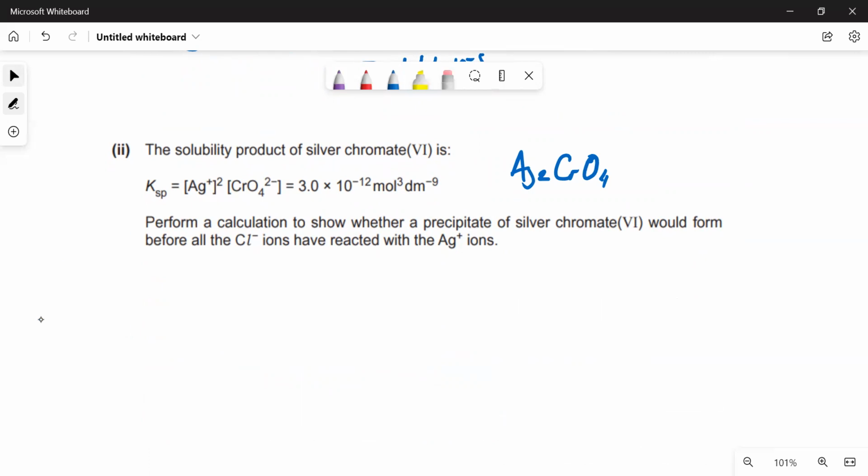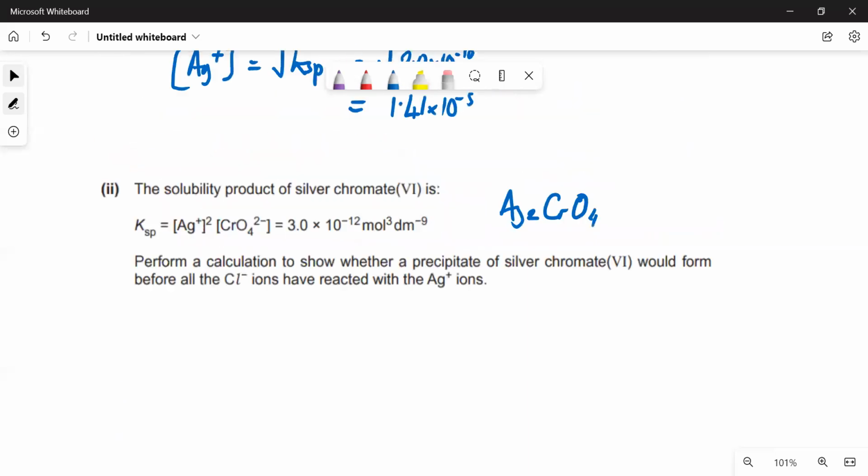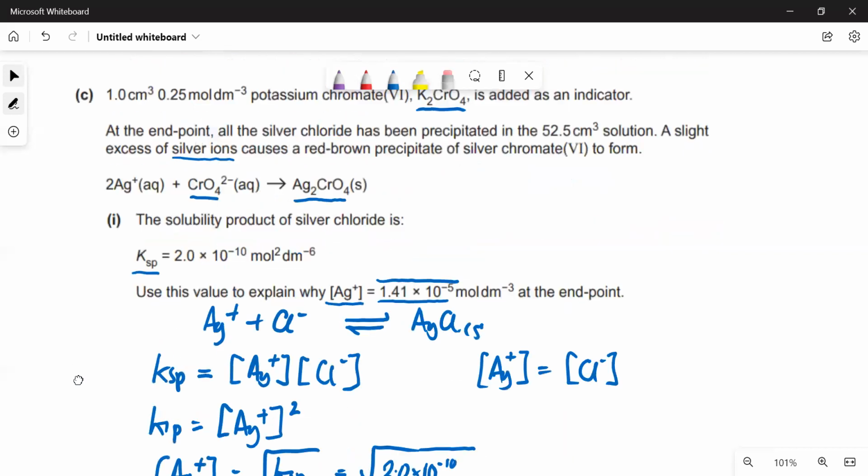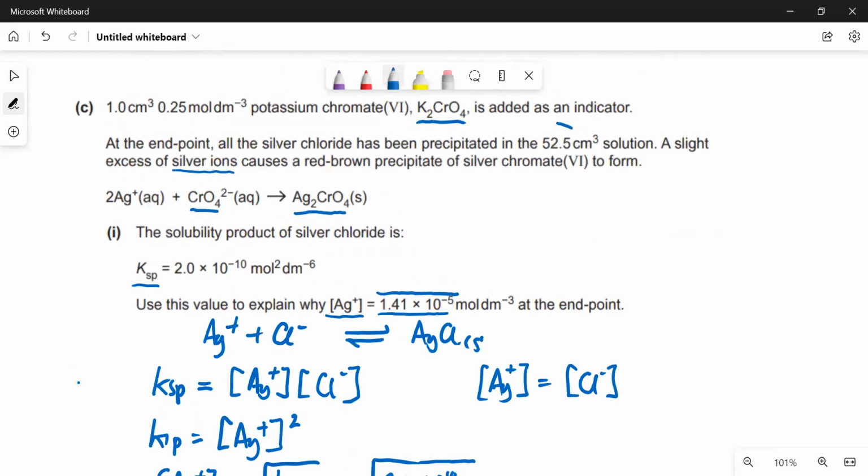Okay, perform a calculation to show whether a precipitate of the silver chromate would form before all the chloride ions have reacted with the Ag plus ions. So they give us a bit of information there. They say earlier on that's the total volume at the endpoint. So you've got 52.5: 25 comes from the seawater, 26.5 comes from the silver nitrate added, and then the final 1 centimeter cubed is the indicator that they've added.